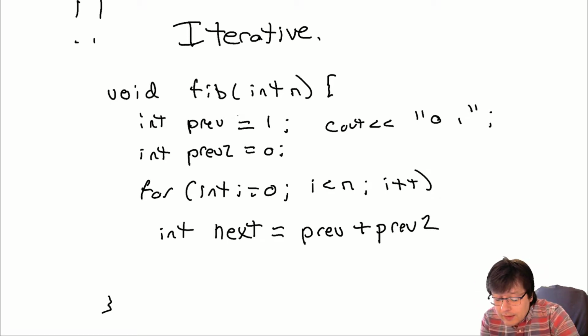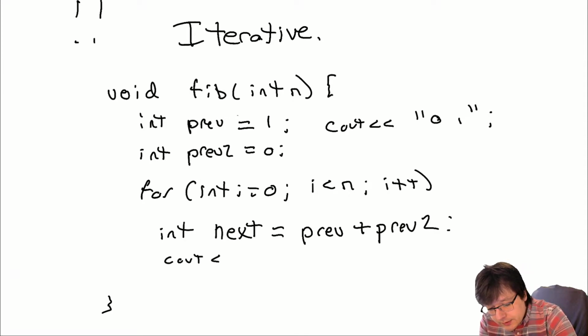And then after that, maybe we can cout that result as well, since we're also printing it. So we can say cout next. So actually we don't need the quotes.